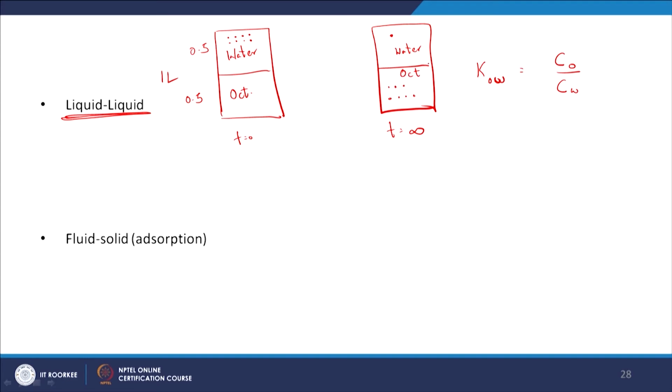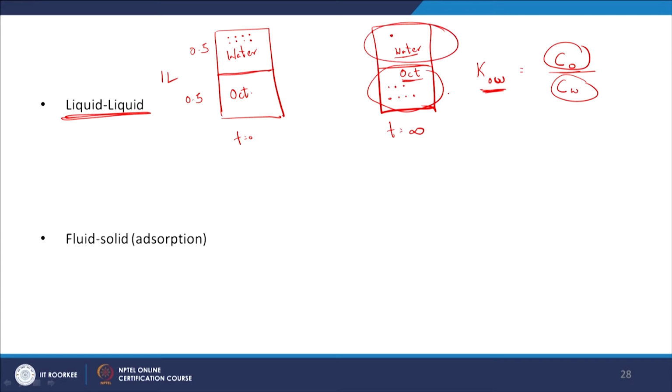So what does that mean? I am going to have, let us say, known or equal proportions of water and octanol here, and I am going to put in a known quantity of my particular compound, and after a certain amount of time I am going to look at the number of moles or the concentration of the compound in water and also the concentration of the compound in octanol. Then KOW will be the concentration of compound in octanol by concentration of compound in water.